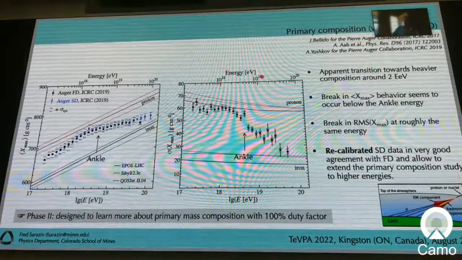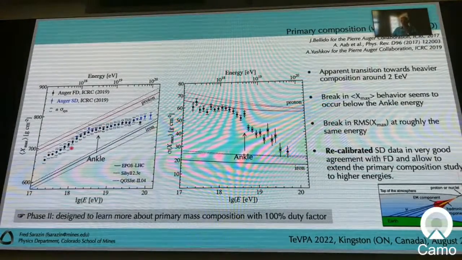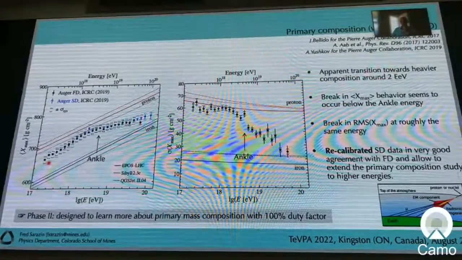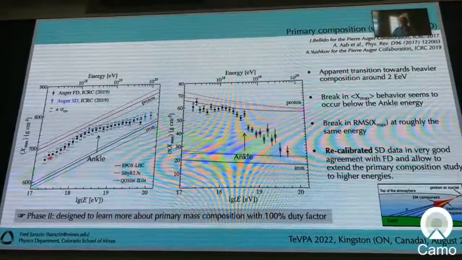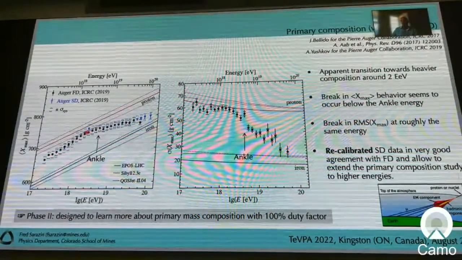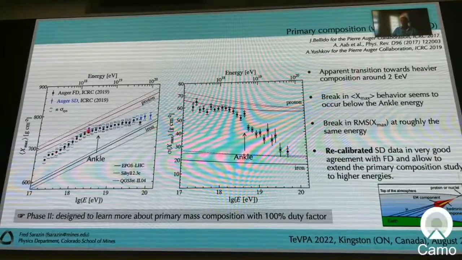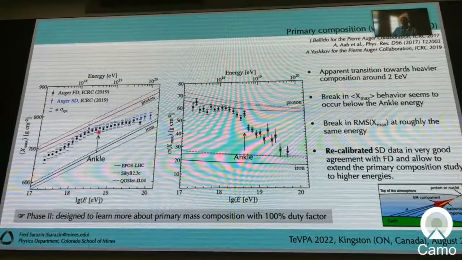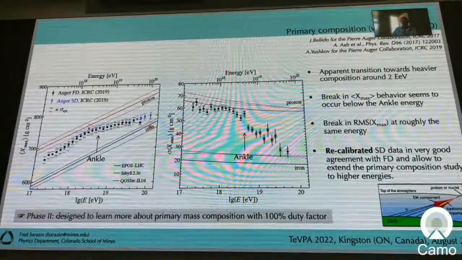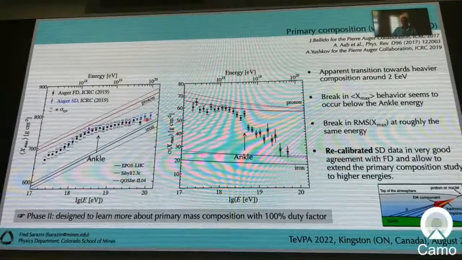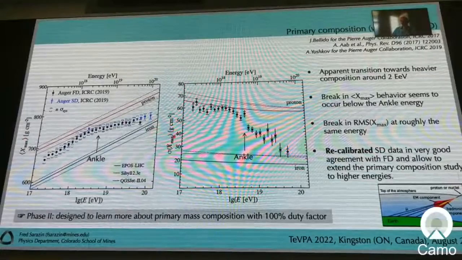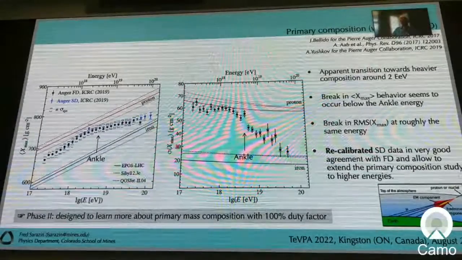Okay, moving on to composition. The basic features haven't changed for a long time because we are in the process of working with the group, and this is for composition. So as you probably have seen before, we get the light composition that goes somewhat lower into the input, and there is a transition to a heavier composition that gets heavier as a function of energy. This is seen both in the range of experts and the rate distribution.